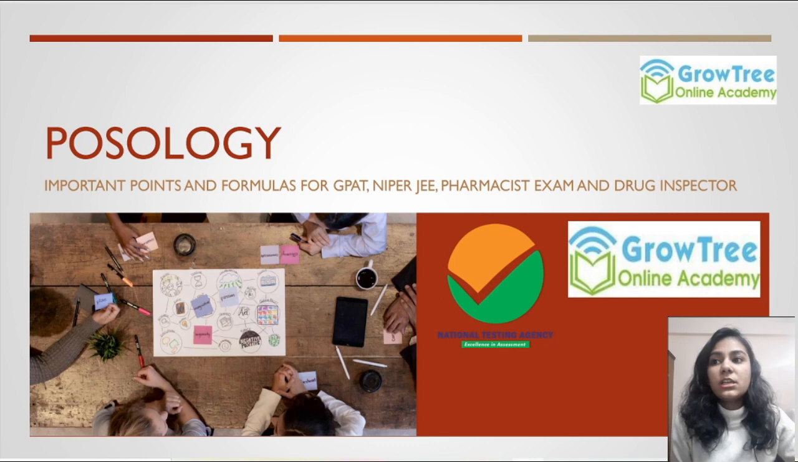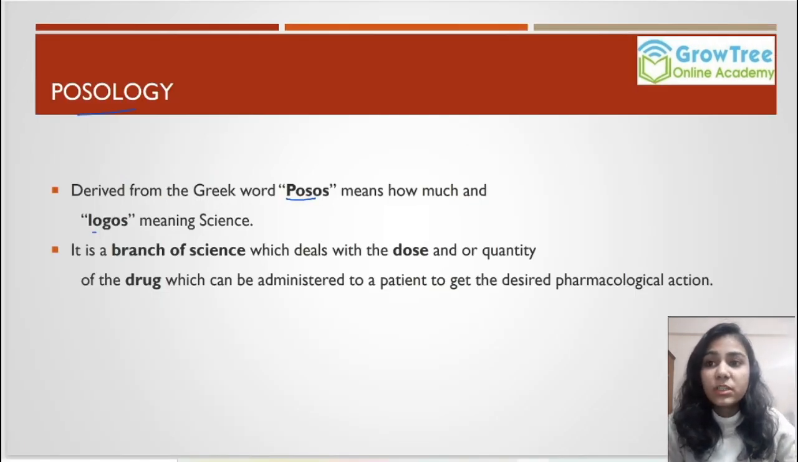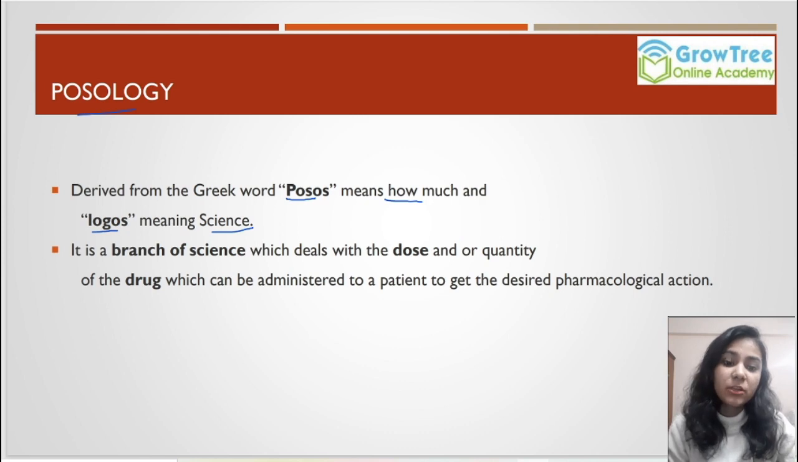So posology is comprised of two words. First one is posos, which means how much, and the second one is logos, which means science. So posology is nothing but a branch of science which deals with the dose or the amount of drug which should be administered to the patient to get the desired pharmacological action.